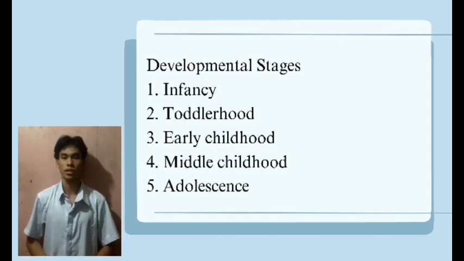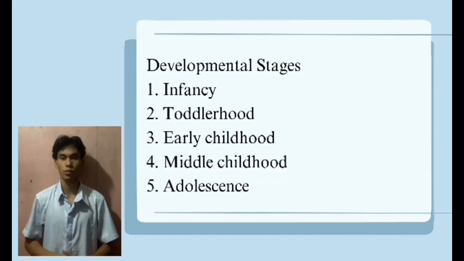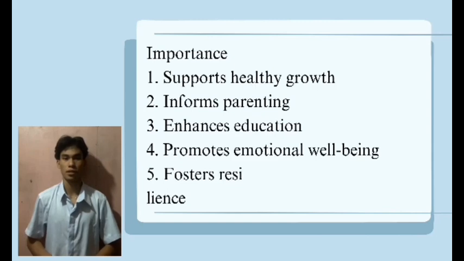The third one is early childhood, 4 to 6 years old, cognitive expansion. Number 4, the middle childhood, 7 to 10, they learn social skills. And the fifth one, adolescence, 11 to 18 years old, identity formation.